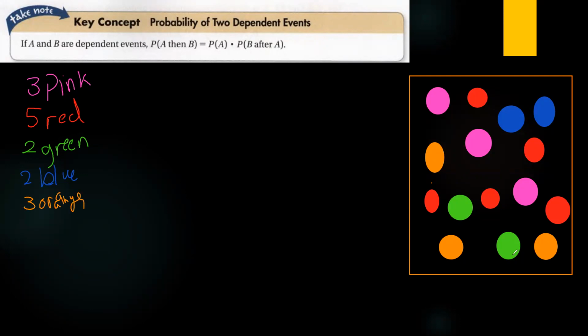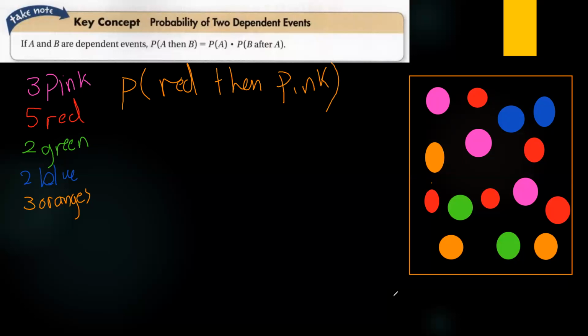So now here, as we see, we count how many marbles we have in the box. We have 3 pink, 5 red, 2 green, 2 blue, and 3 orange. Okay. Here now we have the question: what is the probability that you choose a red, then yellow? There's no yellow. Red, then pink.